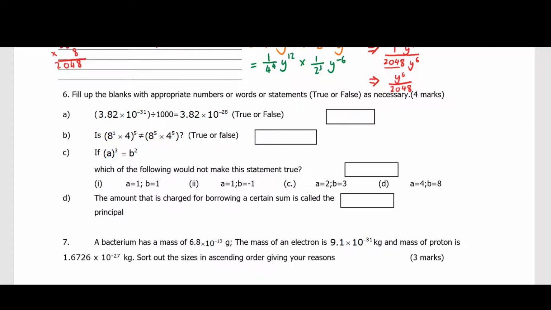Question 6. Fill in the blanks with appropriate numbers or words or statements. So we've got 3.82 times 10 to the negative 31 divided by 1,000. Is this true or false? Okay, so if I did, for instance, 6 divided by 1,000, what that would give me is this.